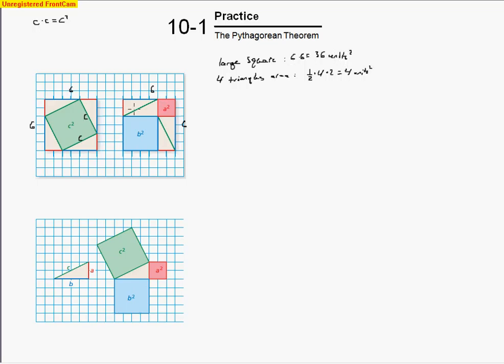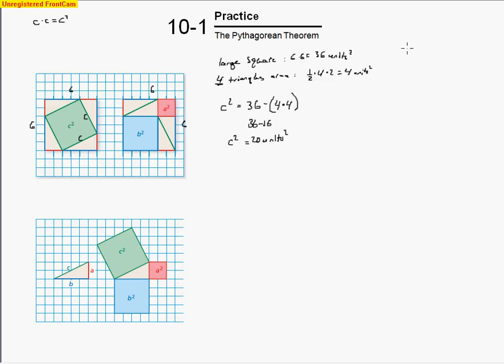So now we can find out what c squared is. c squared is going to equal the area of the large square, 36, minus the area of the 4 triangles. So I do 4 times 4. The reason I'm doing 4 times 4 is because the area of one triangle is 4 units squared, and then the area of 4 triangles is going to end up being 16. So 36 minus 16, you see how you end up getting that answer of 20. So 20 units squared is what c squared equals.